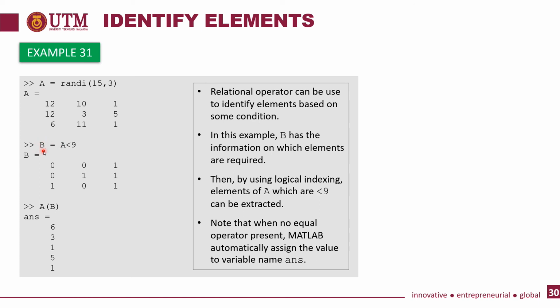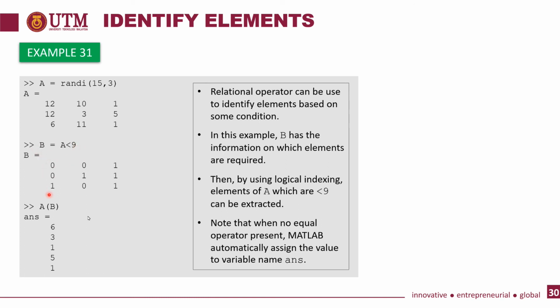Right now we want to detect the numbers inside the variable a which are less than 9. So we can execute this expression, b equals a is less than 9. It will convert it into a logical result, where the numbers from 0 to 8 will be put as 1. Okay, 6 will become 1, 3 will become 1, 1 will become 1, 5 will become 1, and 1 will become 1 because it is less than 9. And the others, from 9 to 15, will become 0.